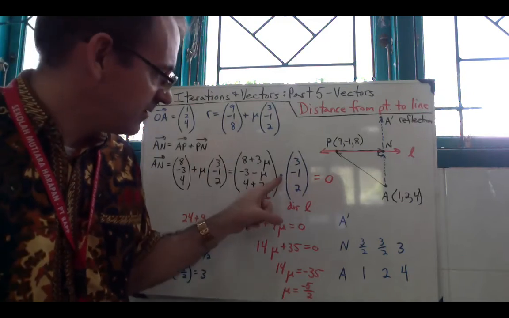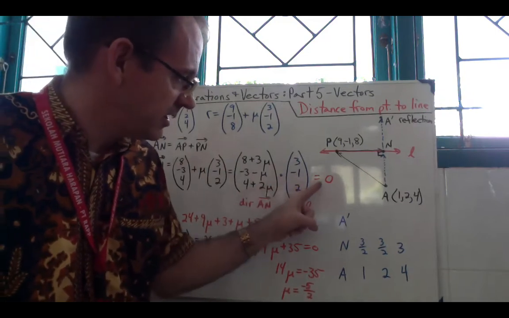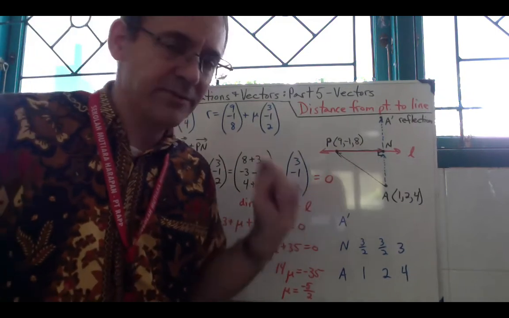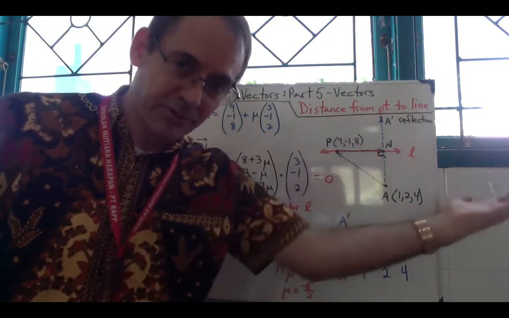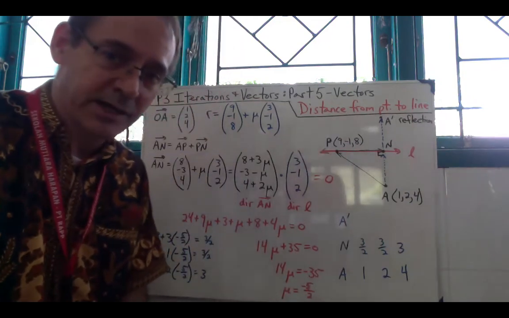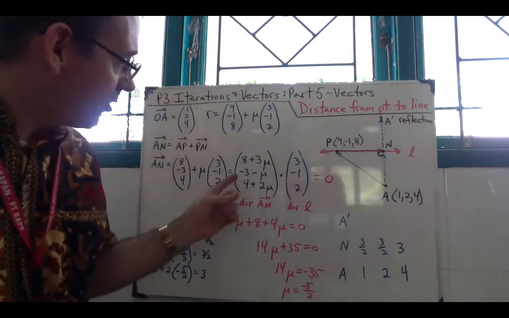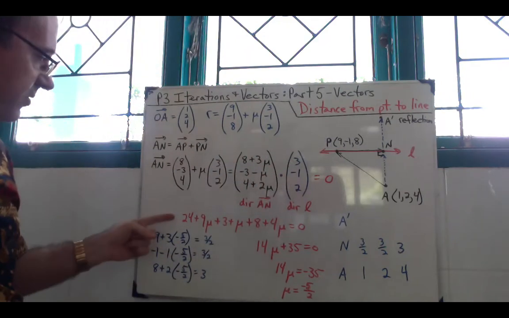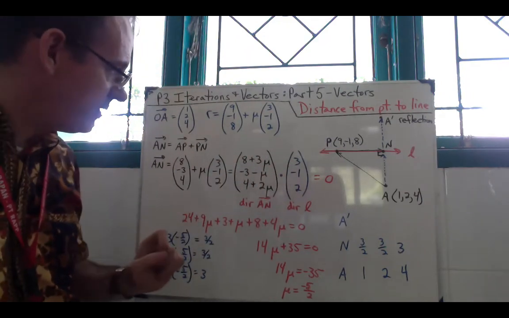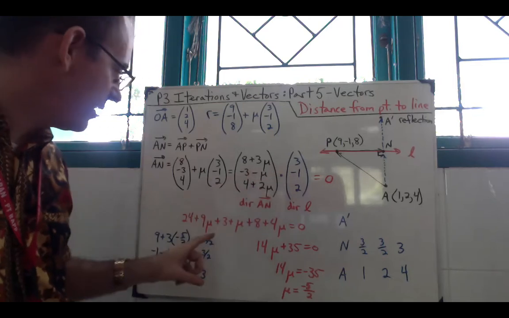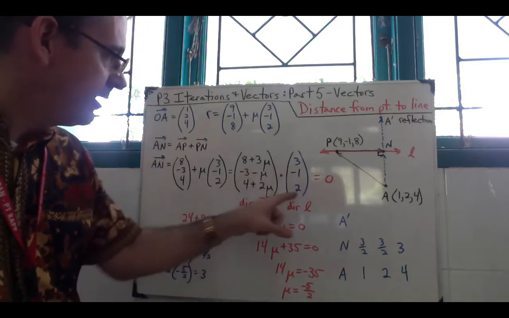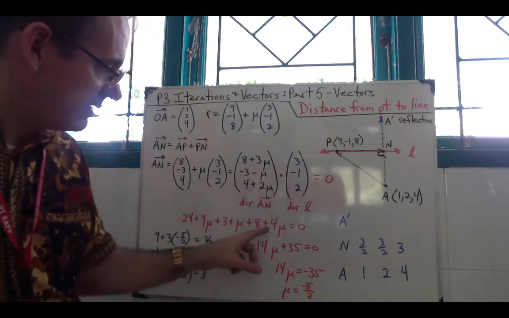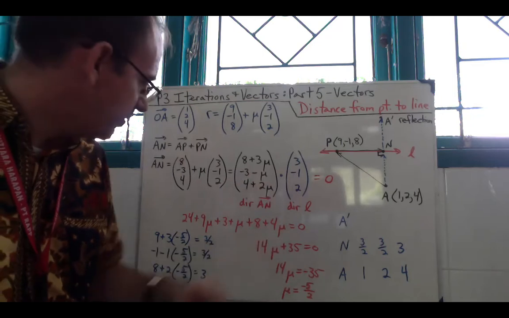Since they're perpendicular, it means the dot product should equal 0, because cosine of 90 degrees is 0, and it wipes out the right-hand side of the dot product formula. So if we dot product these, we get 3 times this, which is 24 plus 9 mu. Multiply these, we get plus 3 plus mu. Multiply these, we get plus 8 plus 4 mu. Set it equal to 0.